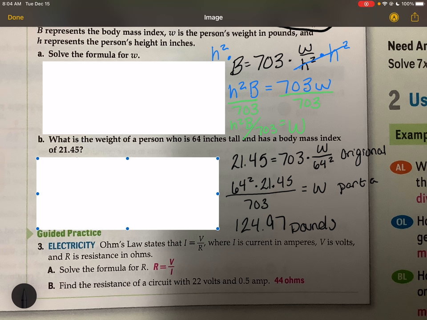So that is what you're doing for today. You'll have probably 2 questions today in just trying to solve for a variable given a formula and then use that formula in some specific way.